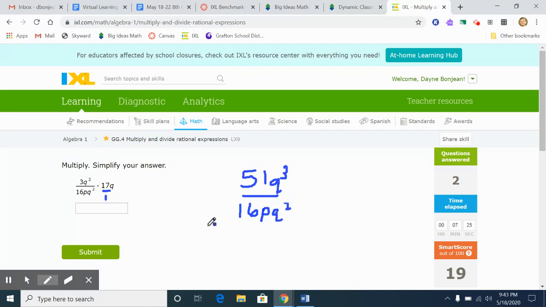Okay, so now let's simplify this. Now 51 and 16, can I simplify those numbers? Do they divide by the same thing? No, they don't, all right?